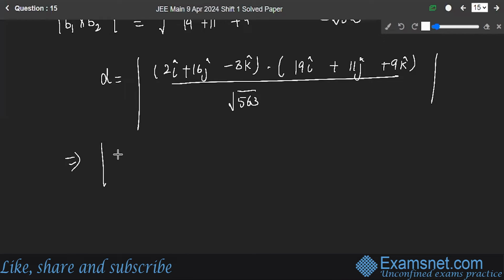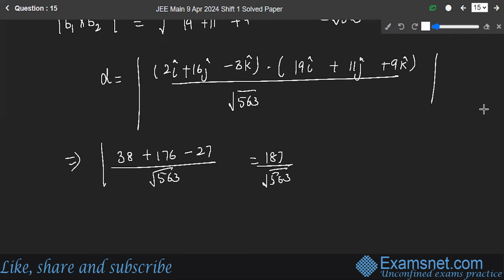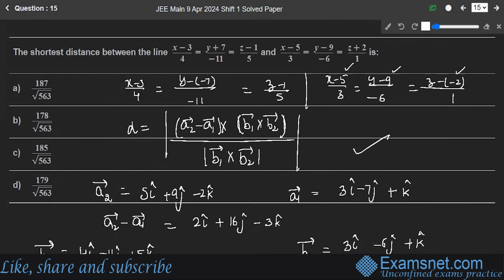So this is equal to 38 plus 176 minus 27 upon root of 563. So this will give me, on solving, 187 upon root of 563. So this is the answer to the question, 187 upon root 563, option A. Hope you understood that. Let's move to the next question.